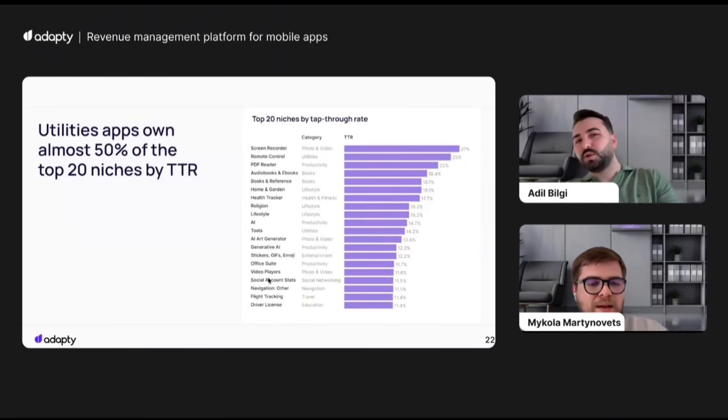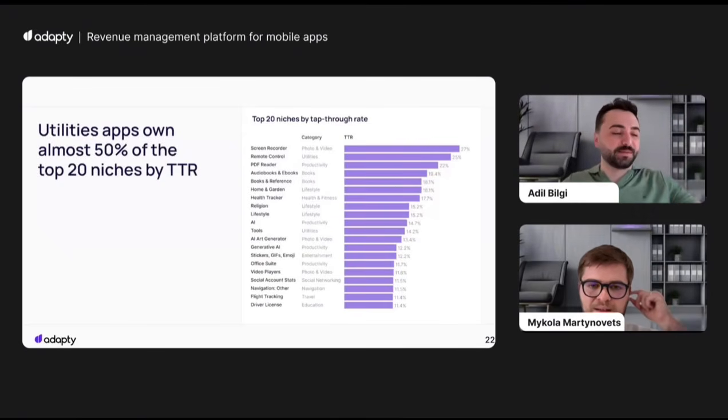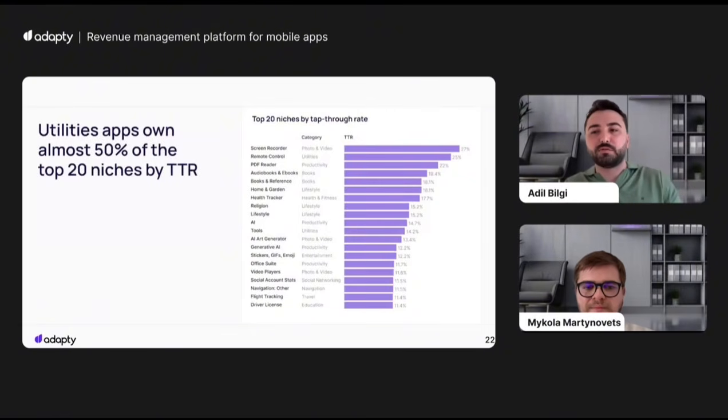While you were mentioning generative AI, I would also like to give a heads up to the utility guys. Probably we also have some attendees coming from utility apps, either direct owners or their marketers. Utility apps also own about 50% of the top 20 niches in terms of top 3 rates. That's half of the top niches. So the pattern is the same: specific search, clear need, user is ready to act.